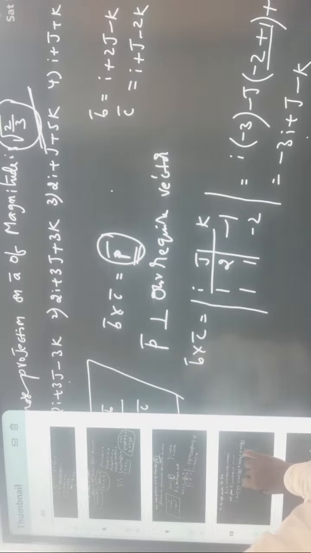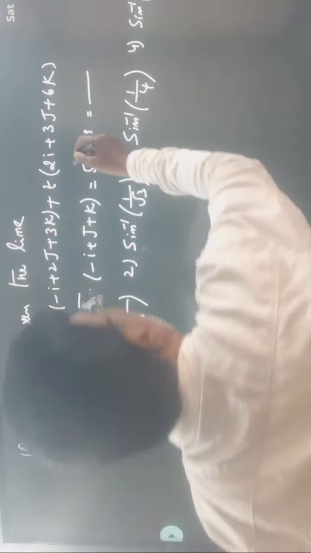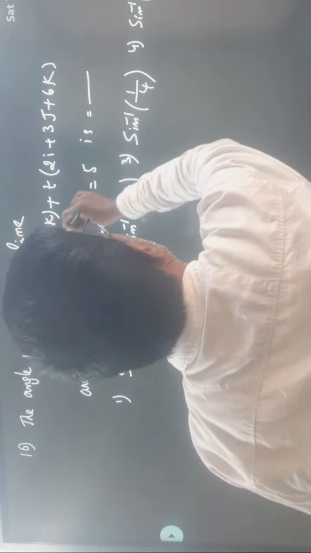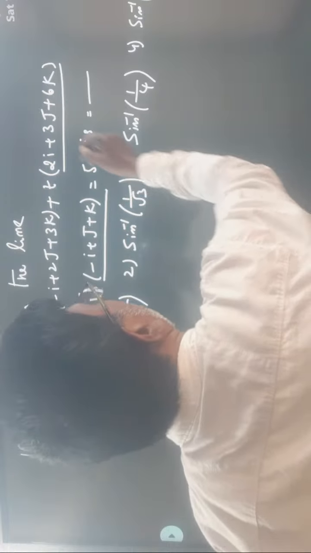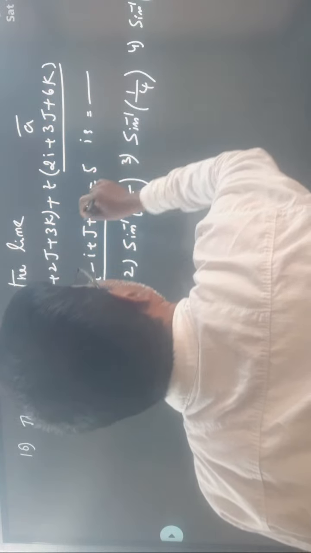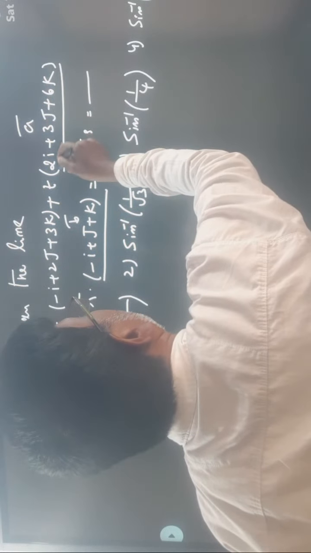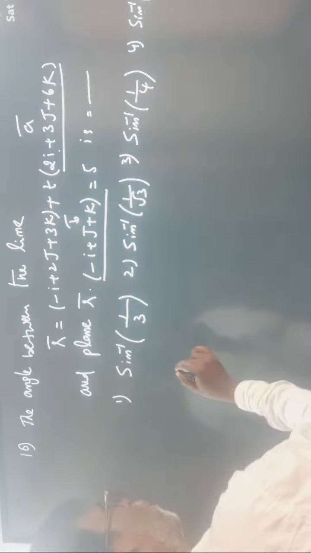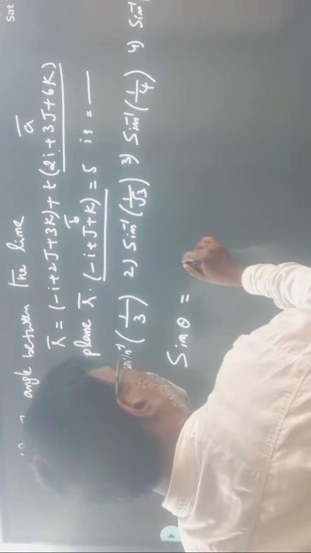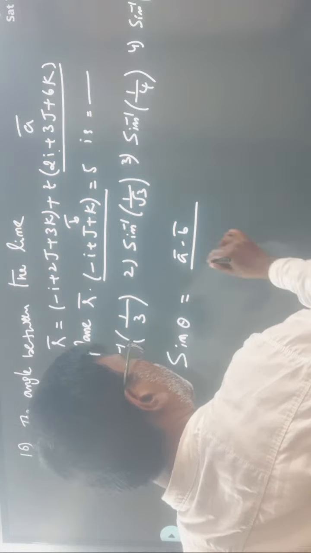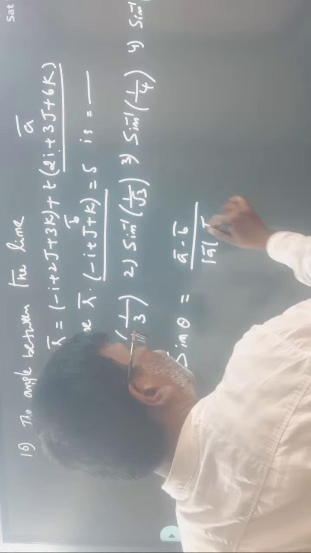One more question is the angle between the line and the plane. We already know the example of the angle between the line and the plane. This line is passing through this point and is parallel to this vector, and the plane normal is this one. So this is A bar and this is B bar. The angle between them is given by the formula sin theta equals A dot B by mod A mod B. That formula we are using.